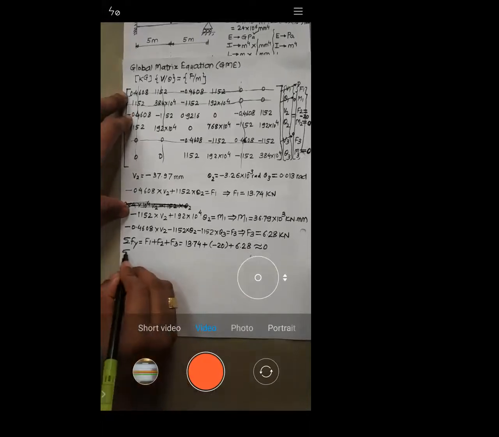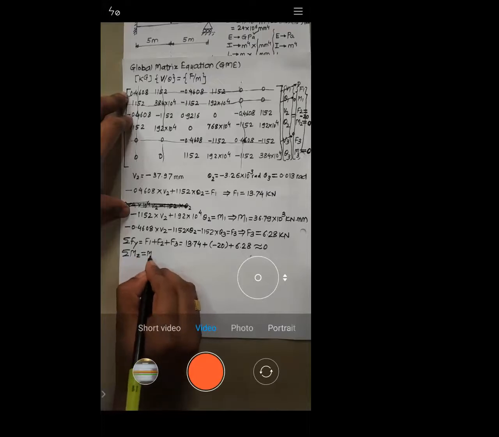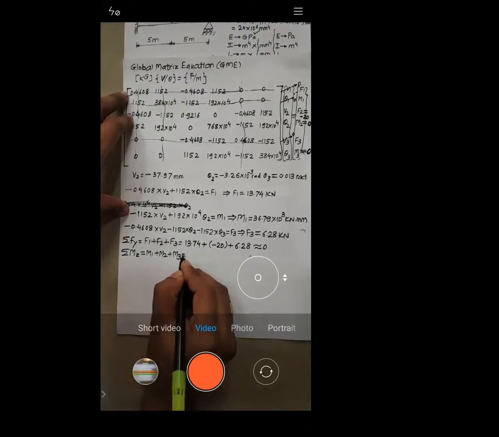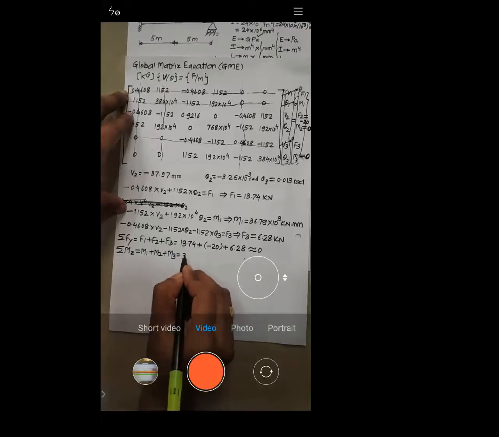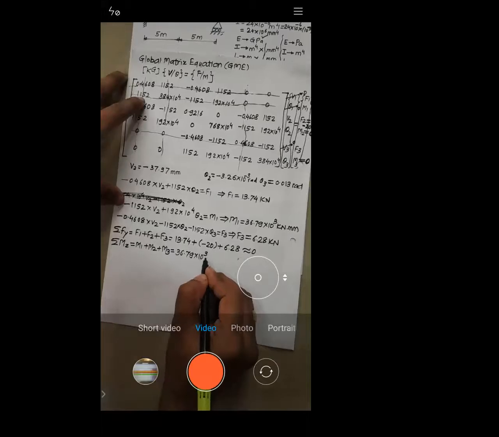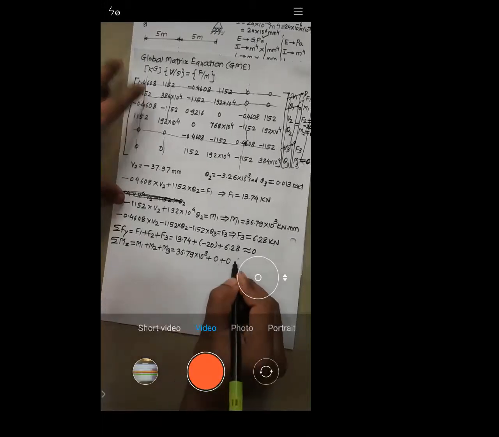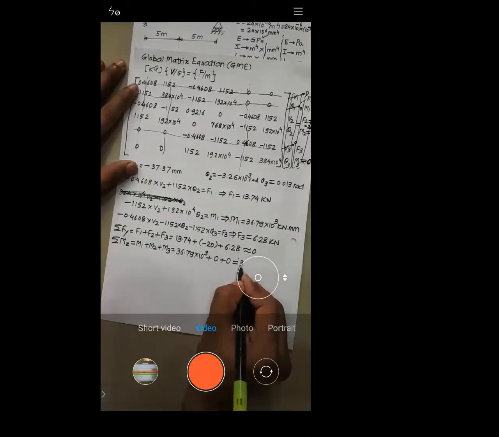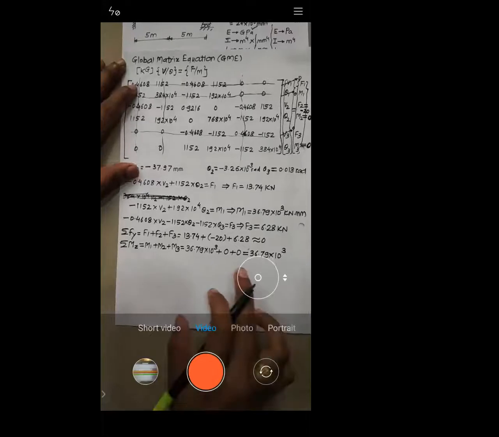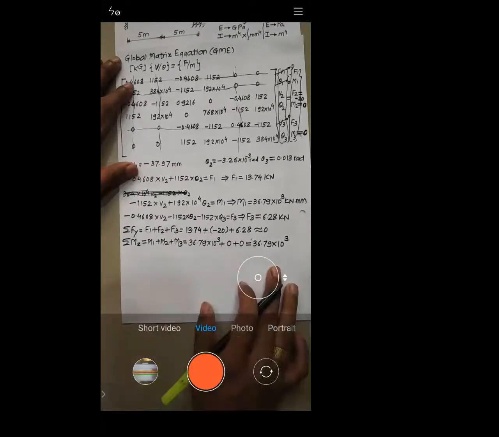Now if you take the summation of moments about Z, that is M1 plus M2 plus M3, right? So M1 you have calculated as 36.79 into 10 raised to power 3. M2 is 0, plus M3 is 0. So what summation of moments are you getting? 36.79 into 10 raised to power 3. Listen, summation of moments will never be equal to 0.